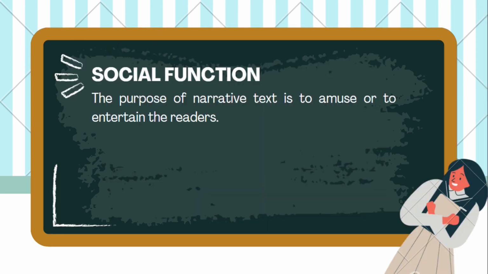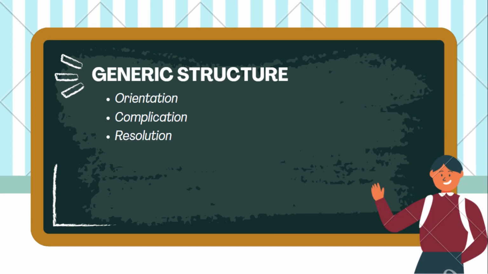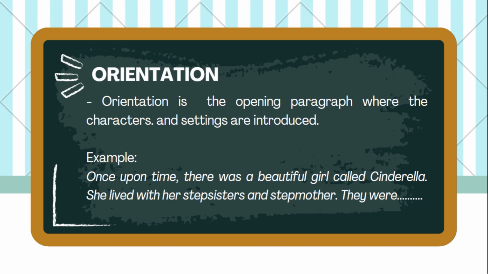Alright, now we're going to talk about the social function of narrative text. The purpose of the social function of narrative text is to amuse or to entertain the readers. Now, the generic structures. Usually, narrative texts contain three parts, namely orientation, complication, and resolution. Orientation is the opening paragraph where the characters, the settings, the places, and the times are introduced. For example, once upon a time, there was a beautiful girl called Cinderella. Here, in this example, we can find that the character is introduced, which is Cinderella, and the time is also introduced, which is once upon a time.